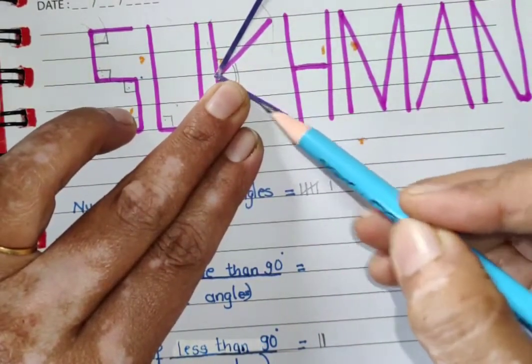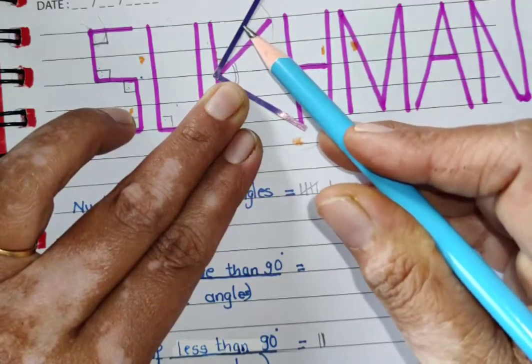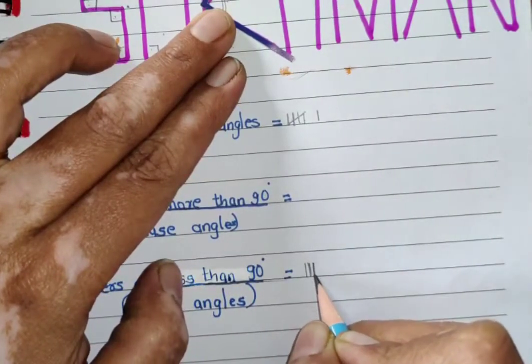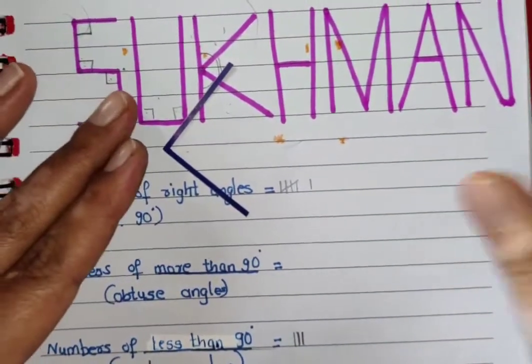See, when I am overlapping one arm and the vertex, still this line has not reached 90. So this is also an acute angle. So I am going to put one more line under acute section, right? Now we come to the letter H.